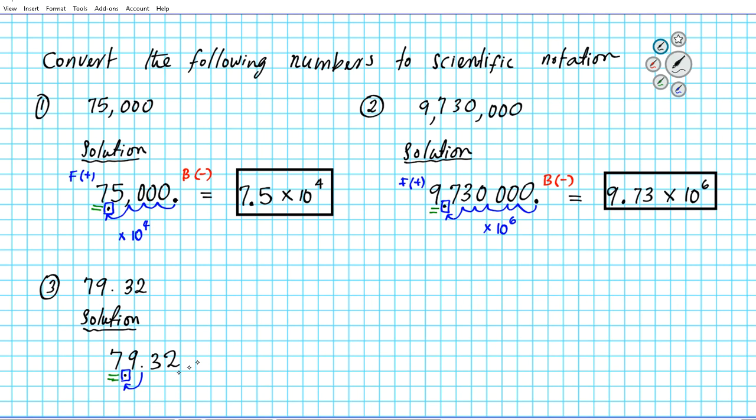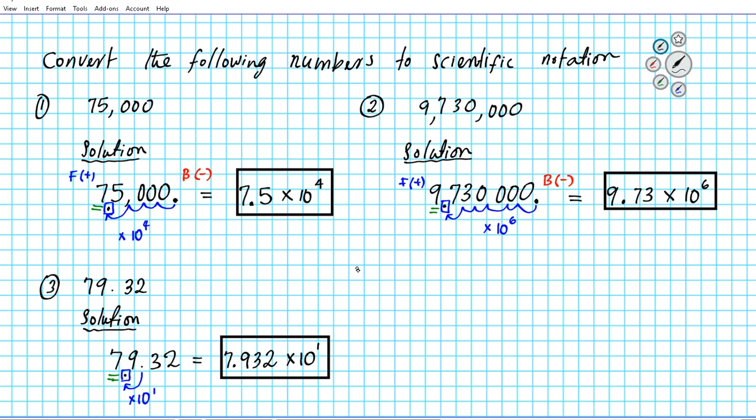Alright? So 79.32 is the same thing as 7.932. Now since we moved it 1 place to the front, that would simply be 10 to the 1 power. So it will be 7.932 times 10 to the first power, and that, ladies and gentlemen, will be our final result.